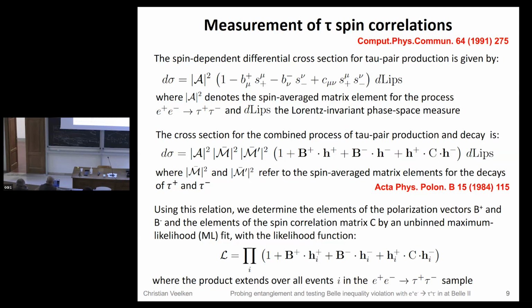The symbols h_i are the polarimeter vectors that we reconstruct for each event. And then there's only a fit with 15 free parameters, the 3 elements of this B plus, the 3 elements of this B minus, and the 9 elements of the spin correlation matrix C. And the products extend over millions of events, but with modern computers, you can compute this product over millions of events and perform a fit within hours. It's not prohibitive to do this.